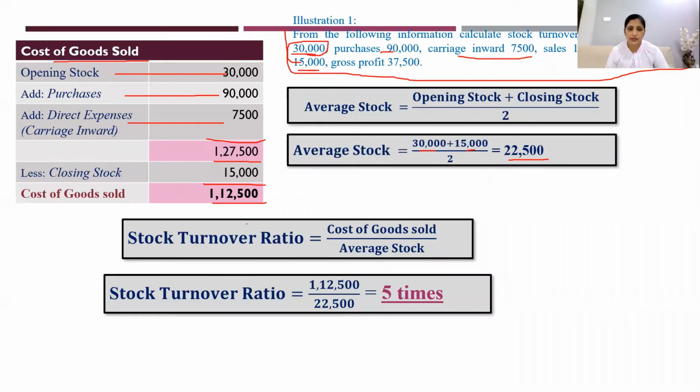Now, coming back to our formula, stock turnover ratio is equal to cost of goods sold divided by average stock. That is 1,12,500, the cost of goods sold value I have taken, divided by 22,500, the average stock value. If you divide it, you will get 5 times. So this is the stock turnover ratio. Clear about this? Take this down.